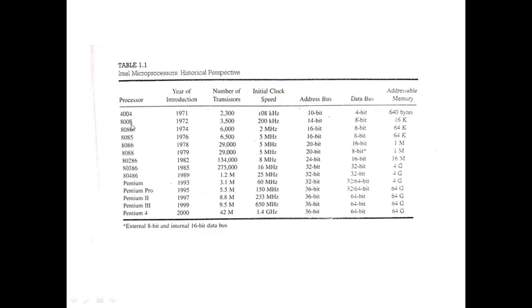Then 8008, then 8080, 8085, 8086, 8088, and so on. Pentium 4 is also there in the year 2000. You can see the number of transistors goes on increasing, right? And the initial clock speed also increases. Now when we talk about the year 2000, it has become 1.4 gigahertz. The address bus capacity has also increased here, the data bus also, and the addressable memory as well.